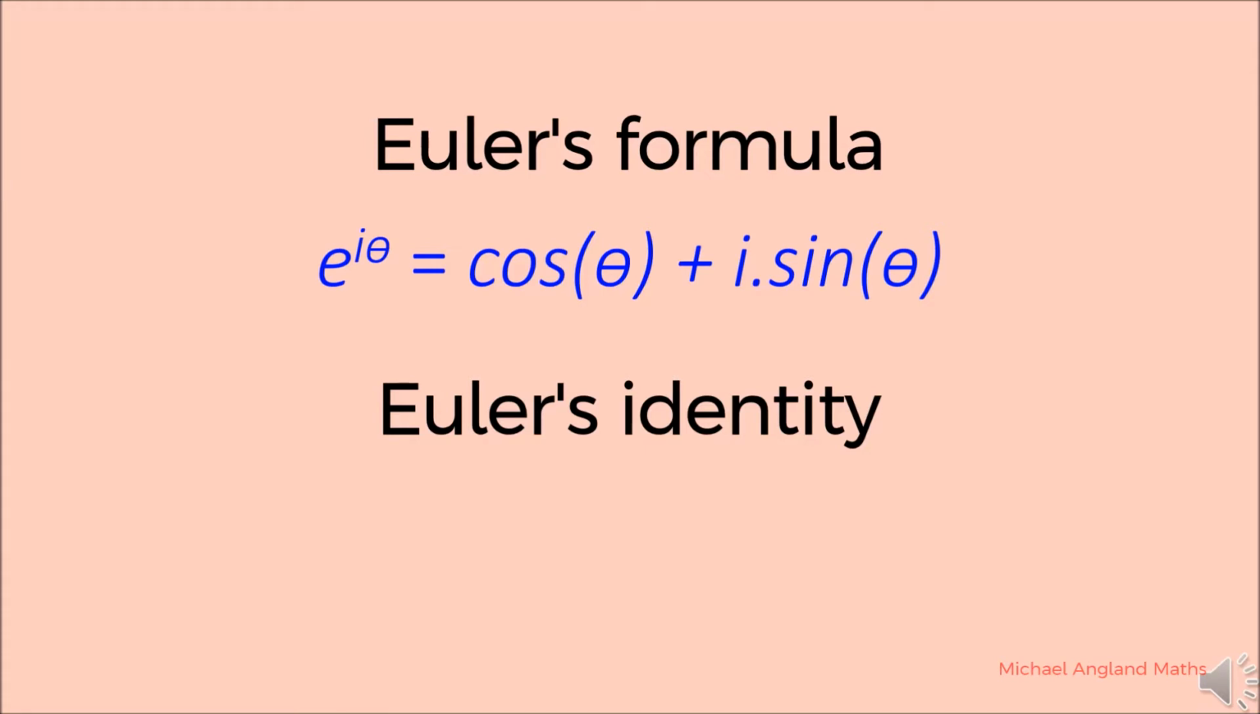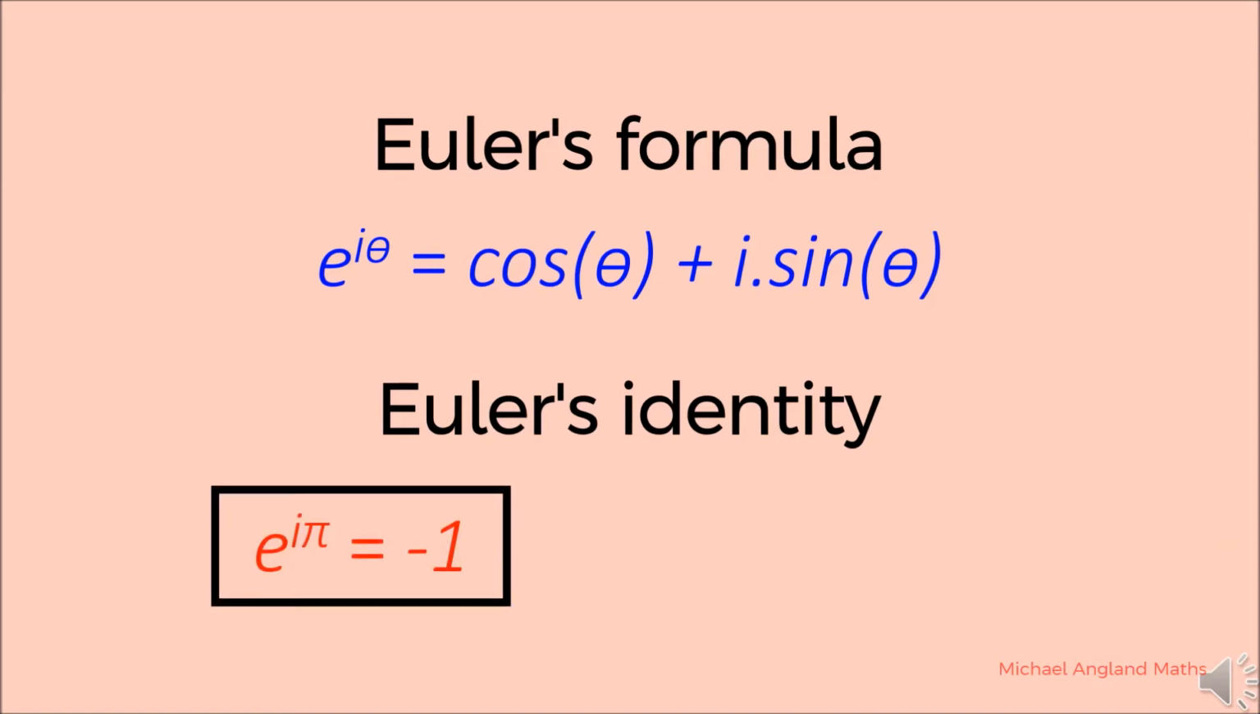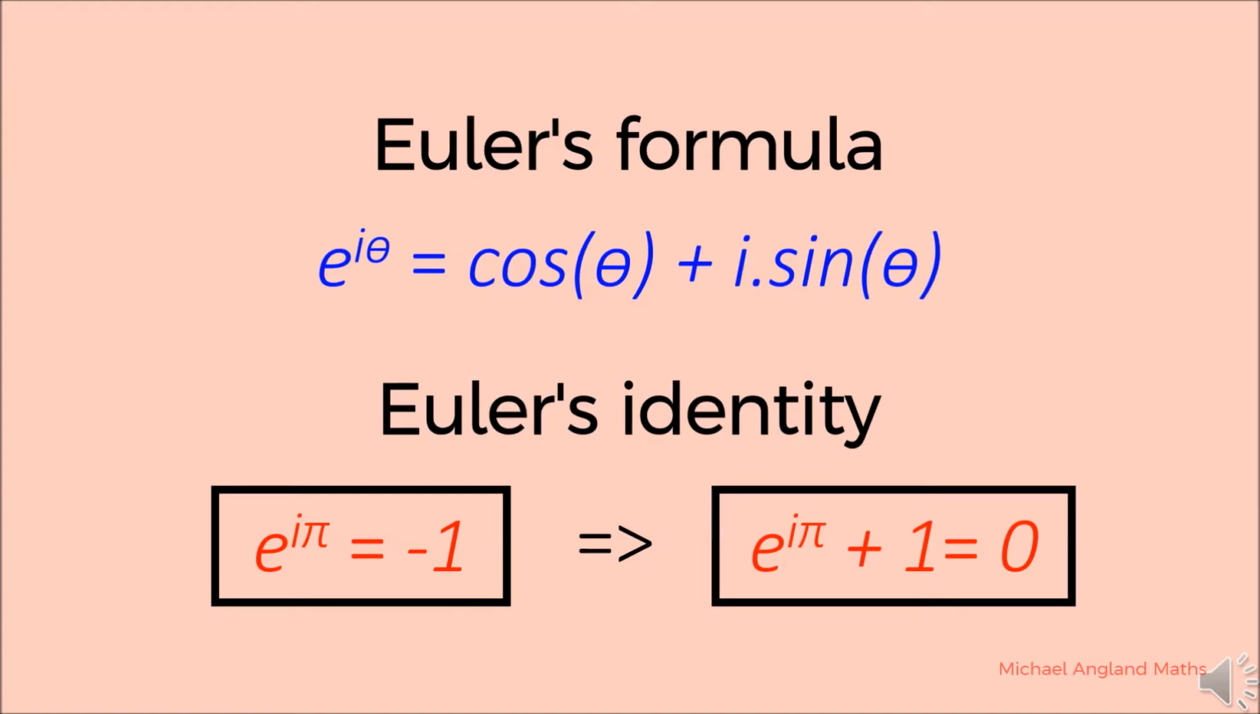And Euler's identity comes when we substitute pi for theta into this equation, giving us e to the i pi equals minus 1, which can be restated as e to the i pi plus 1 equals 0. One of the reasons this is so elegant is that it combines all of the most fundamental values in mathematics: 1, 0, e, pi, and i, the root of minus 1.